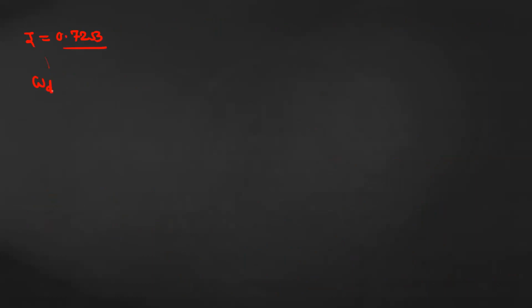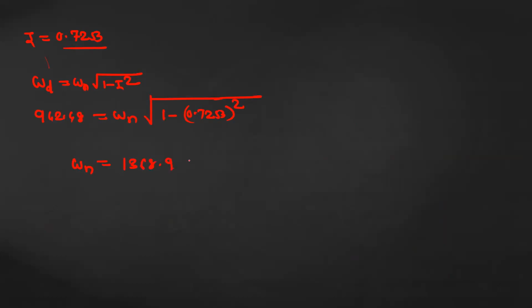Now refer the formula for damped frequency, which is omega d equals omega n into square root 1 minus zeta square. Omega d is given. So omega d value is 942.48, which is equal to omega n into square root 1 minus 0.7253 square. Okay, so you will get the value of natural frequency. So this is 1368.9 radian per second. So this is the natural frequency.